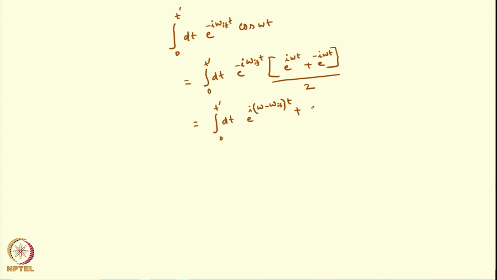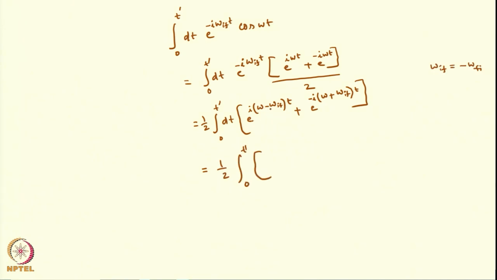Plus e to the power of minus i omega fi minus omega t. If I take minus i common, then I will get omega fi plus omega t, and there is a half outside. I will get two integrals. Now I am going to slightly rearrange this. So this is called half integral 0 to t prime.